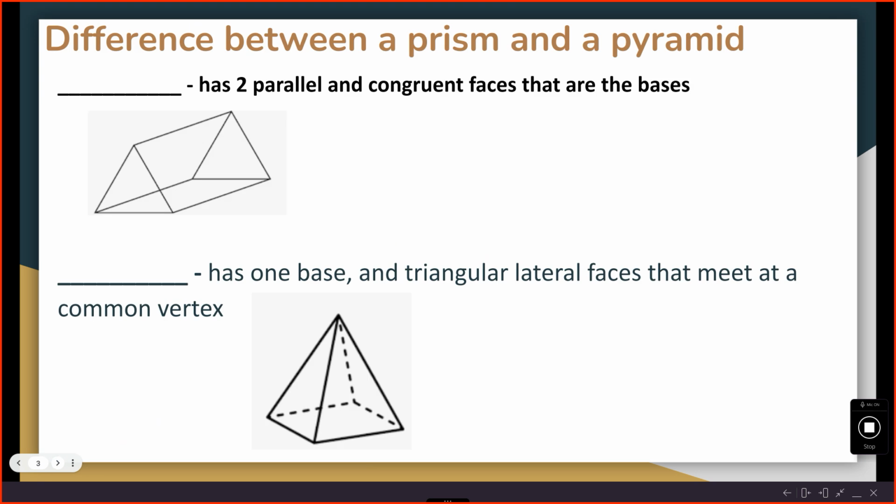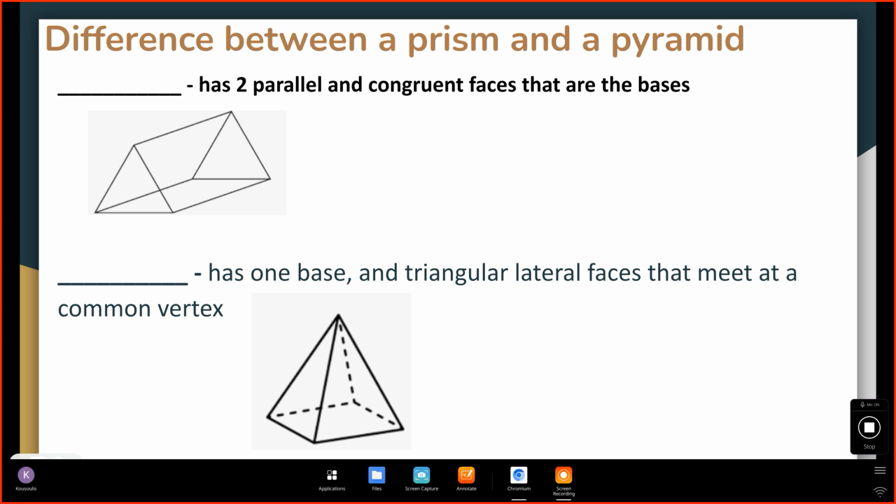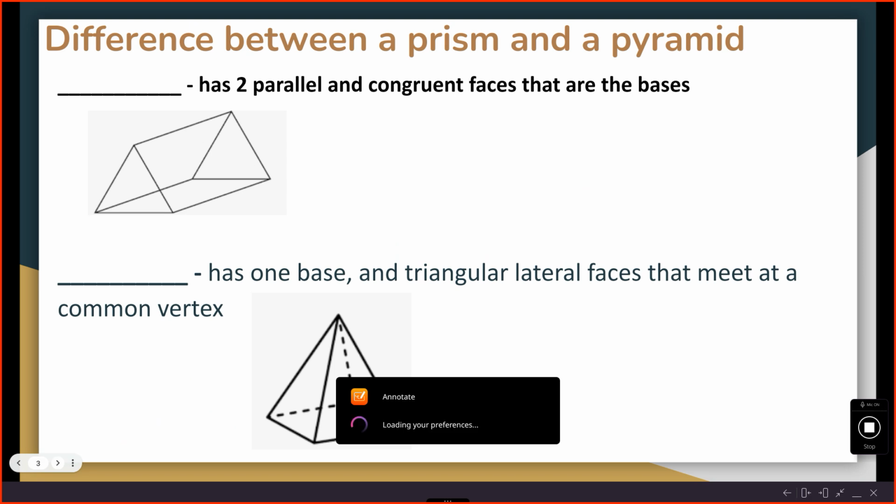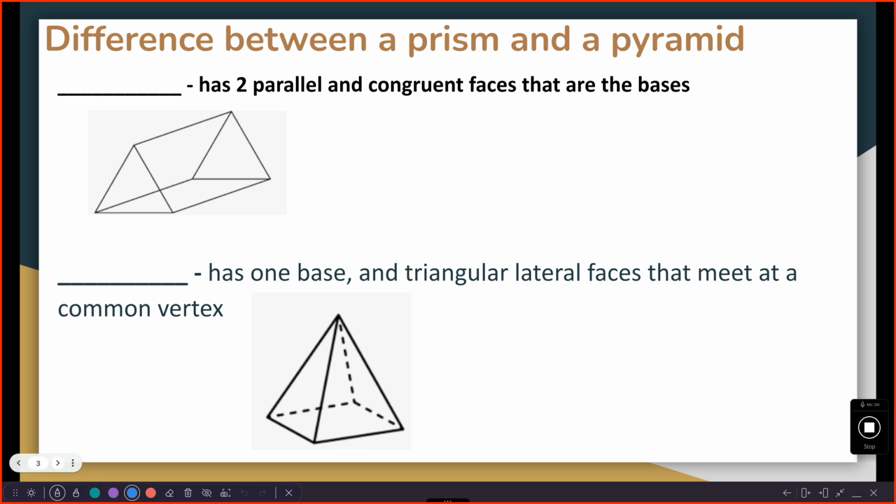So the difference between a prism and a pyramid, you have to know this, right? So a prism has two parallel and congruent faces that are called bases. Alright, so that's what a prism is.